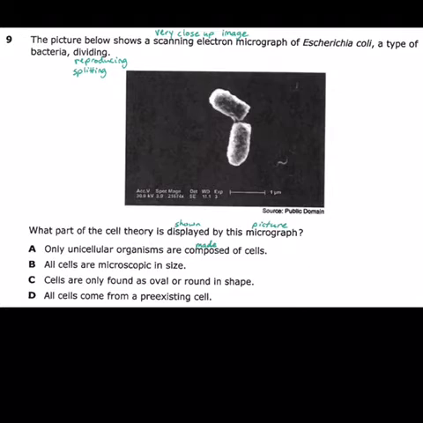A. Only unicellular organisms are composed or made of cells. B. All cells are microscopic in size. C. Cells are only found as oval or round in shape. D. All cells come from a pre-existing cell.